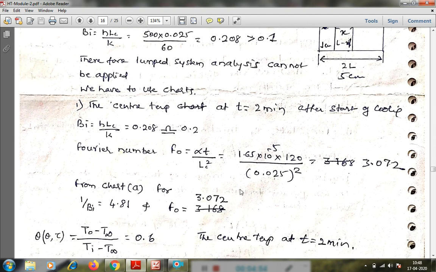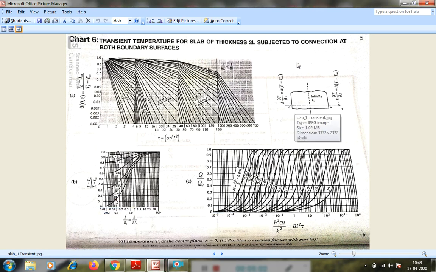Then here we have to use the chart. I am using the Hegde and Niranjan Murthy data handbook. From that, the chart I am going to use is on page number 52, and there A is the transient heat conduction chart. In that, along the y-axis the temperature ratio is given, T0 minus T infinity by Ti minus T infinity, where T0 is the center temperature, T infinity is the ambient temperature and Ti is the initial temperature. Along the x-axis is the Fourier number, alpha t by L square, and on the curves is 1 by Biot number, that is k by hL. We have already calculated the Fourier number and Biot number, and we have to take 1 by Biot number.